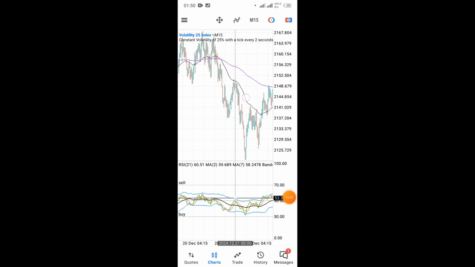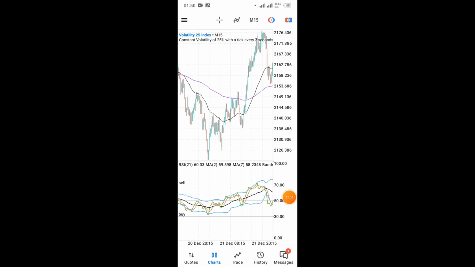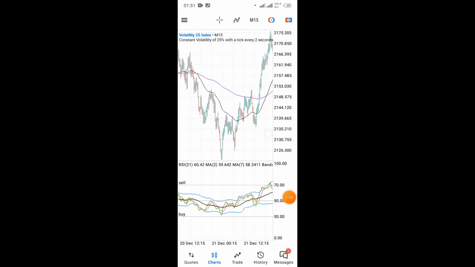Then for your entries, we're going to be entering when the market pulls back to the 50 moving average. We want to see that the green line also pulls back nearer to the 50 level, and when you get that crossover, we take our entries. So as I was saying, let's take this for example. The market was in a downtrend, pulls back to the 50 moving average and the 50 level, so we take that entry.